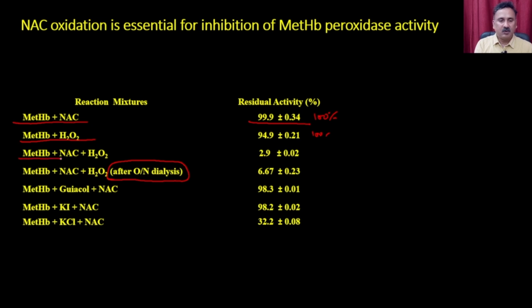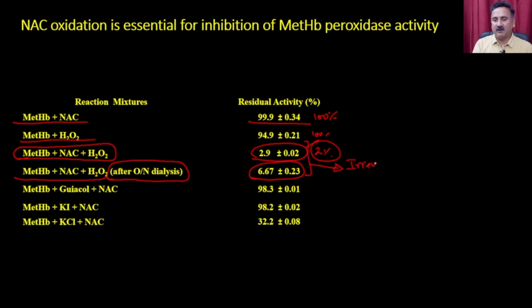Then we did the methemoglobin plus NAC plus H2O2, which means this is the complete reaction. Once you do the complete reaction, the activity goes down to 2%. Then we took this reaction and did overnight dialysis, and there is no recovery of enzyme. This means the inhibition is irreversible. So NAC is an irreversible inhibitor of the methemoglobin peroxidase activity.